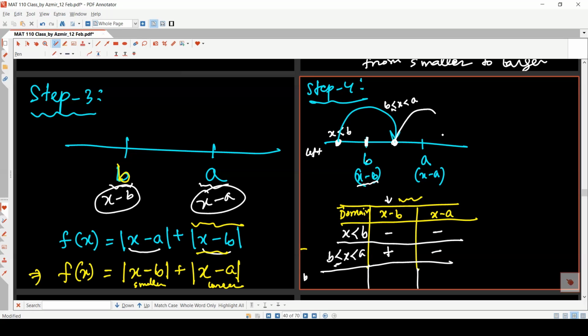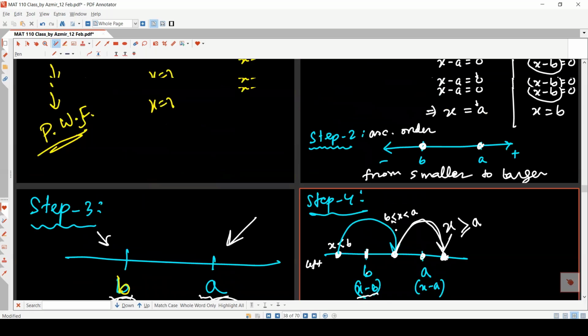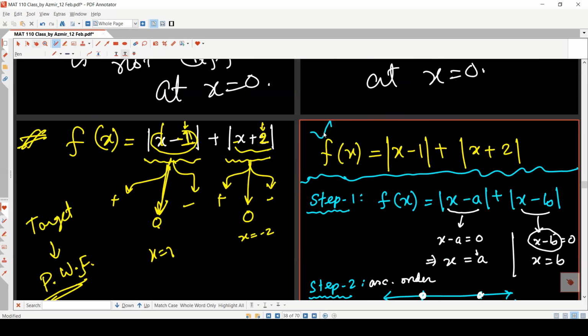Now, finally, we are here. The position will be x greater than a, we're also crossing a. That means it will be equal. So x equals a or greater than a. So it will be plus and plus. So if you are maintaining the order from smaller to larger, then always it will be minus minus, then plus minus, then plus plus. Now we can think about this problem.